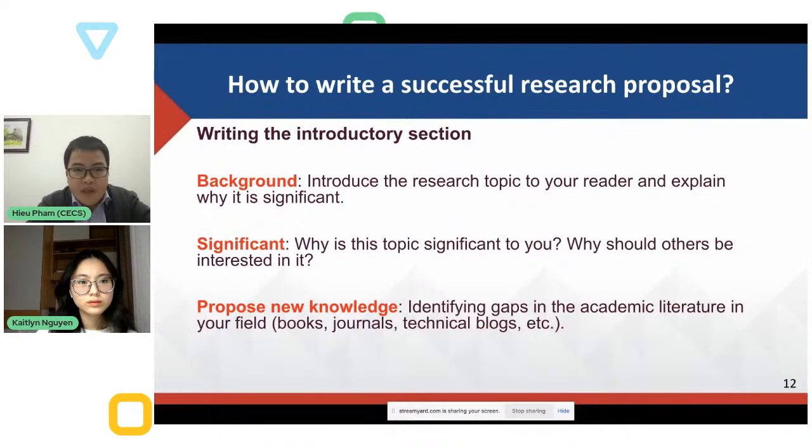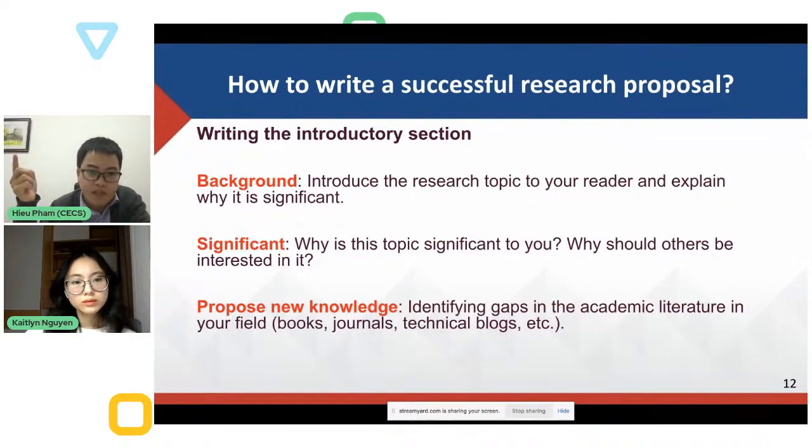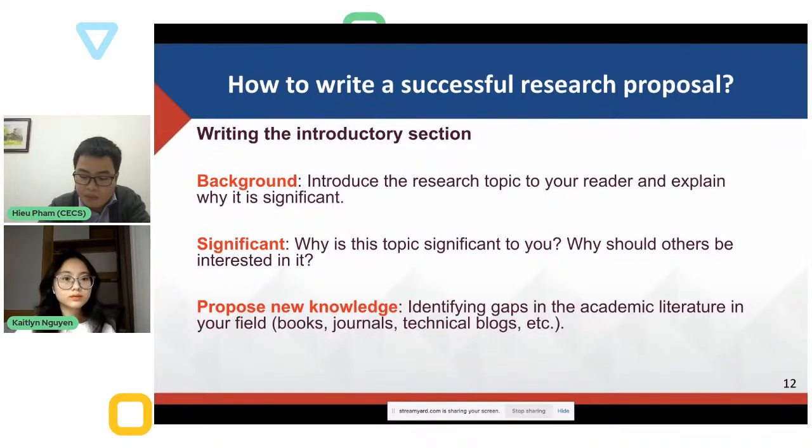The next section will be the introduction section. In this section you need to introduce your research topic to the reader and explain why it's important. Imagine who will read the proposal. First, the supervisor, right? He or she can be a university professor, but sometimes it's not like that. Sometimes the people who read the proposal may be a non-technical audience, right? He or she can be a non-technical reader.